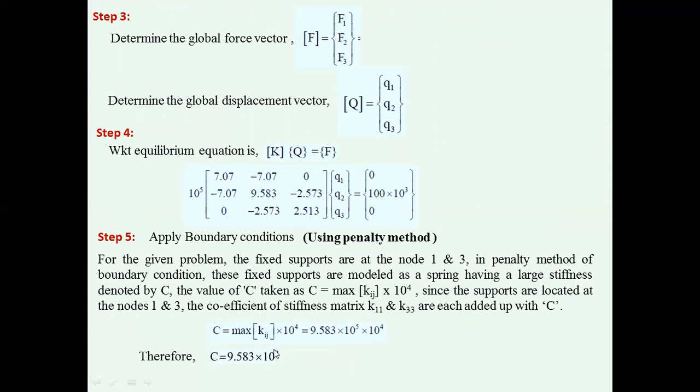Now this C has to be added to the equilibrium equation. Now there is a modification. You have to add the value of C to the coefficients of the stiffness matrix K11 and K33. That is, here you have to add up, and here also you have to add up.